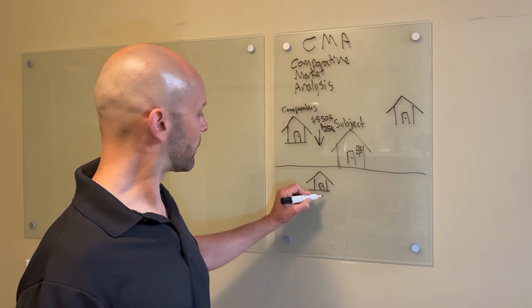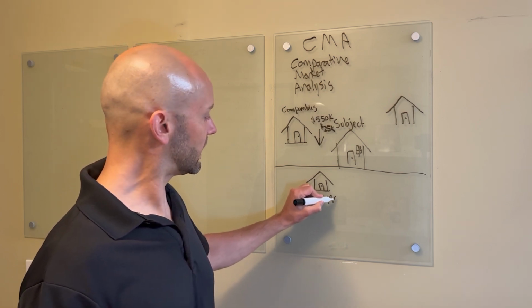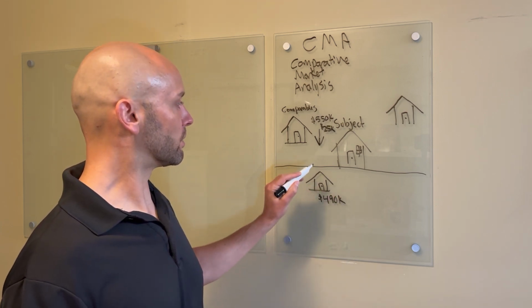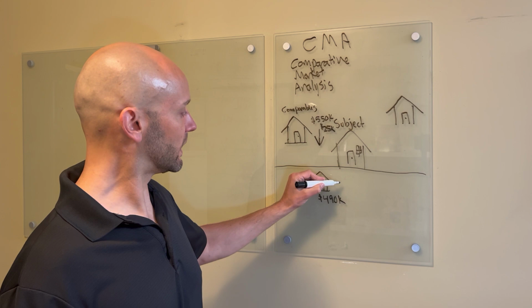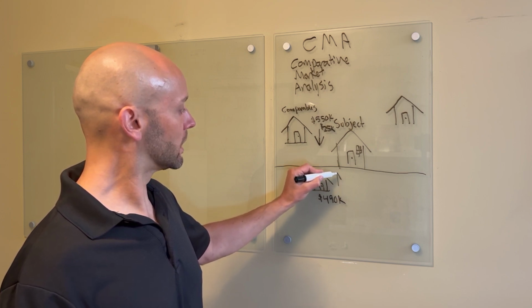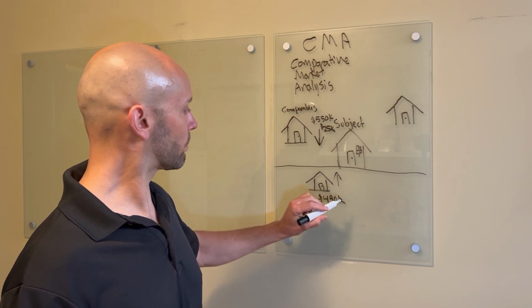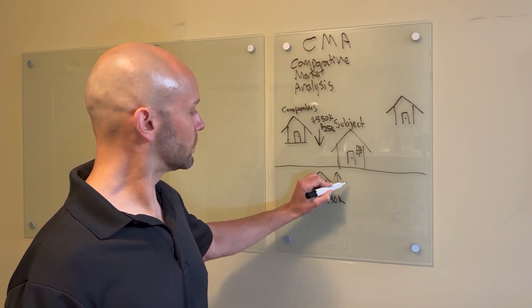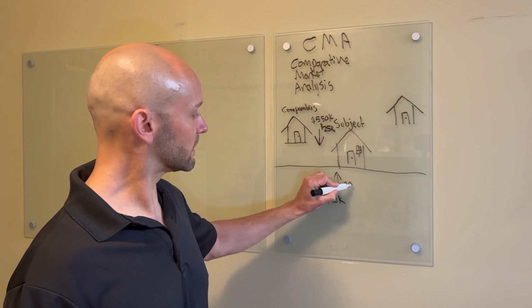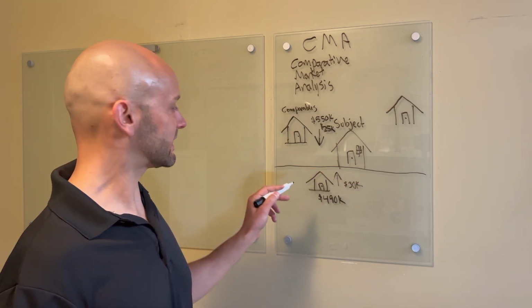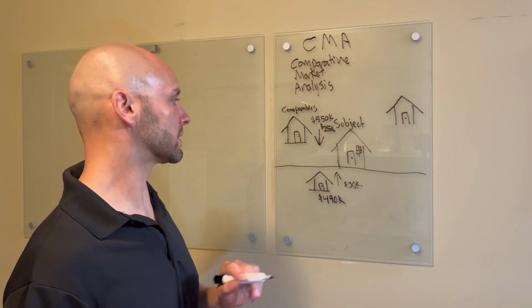Now this property over here, not quite as nice, sold for $490,000. In order to bring it in line with the subject property, we need to adjust the price up $30,000, because that's how much this house needs to bring it in line with the subject property.